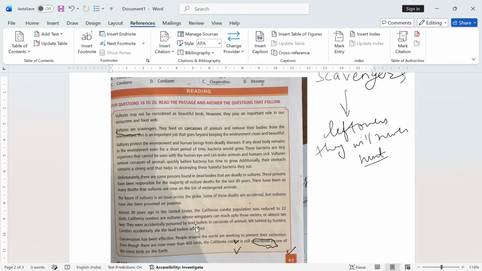फाइंड करके दो कॉन्डर का मीनिंग, till the time I am reading the text. The California condor population was reduced to 22 birds. California condors are vultures whose wingspans can reach up to 3 meters. इसी में आंसर दे दिया है. Condors are those vultures whose wingspans, जो wing का length है, can reach 3 meters or almost 10 feet. समझ गए? No need to Google. Condors are specialized vultures जिनका विंग स्पैन इतना बड़ा है. कितना बड़ा है? 3 meters और almost 10 feet.